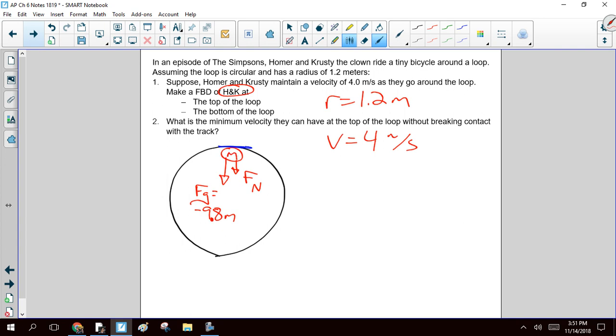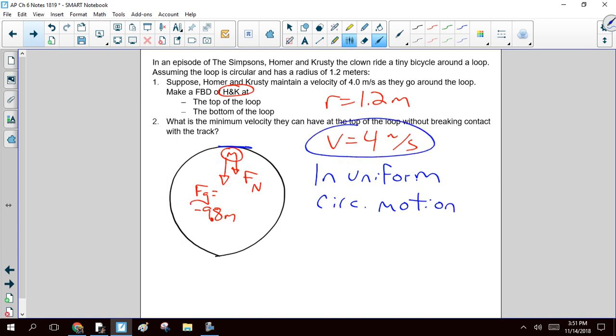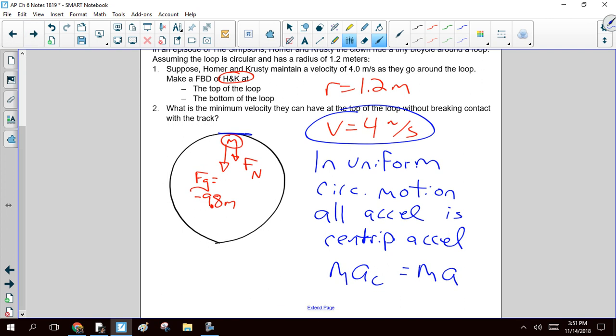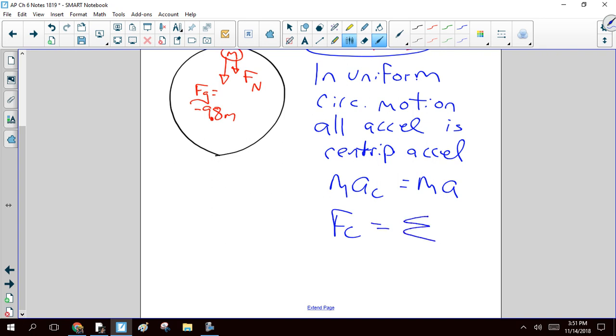So, super big idea. I'm going to write it in blue. In uniform circular motion, we're not speeding up at all or slowing down at all, right? Our velocity is always 4 meters a second. So anytime you're in uniform circular motion, all of the object's acceleration is centripetal acceleration. If that's true, and I multiply both by mass, it must be true that my centripetal force is equal to my net force.